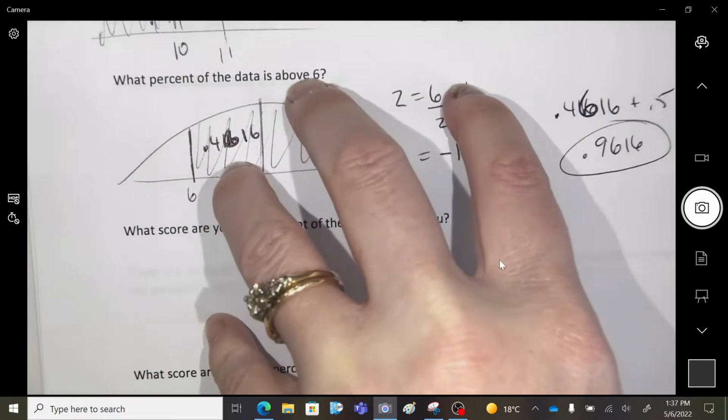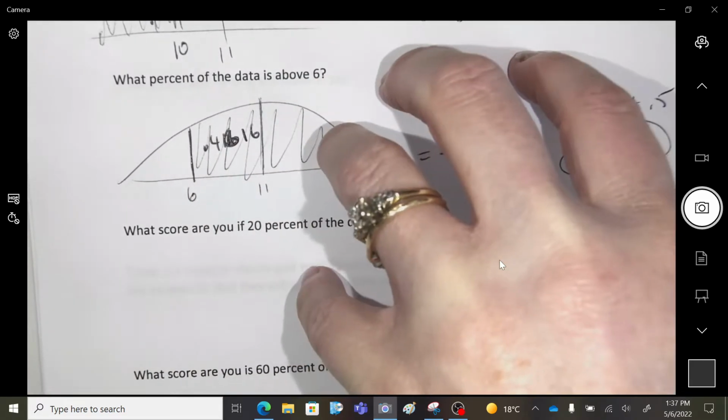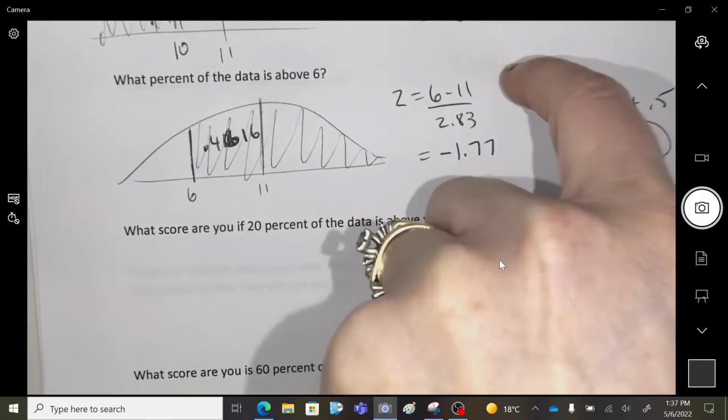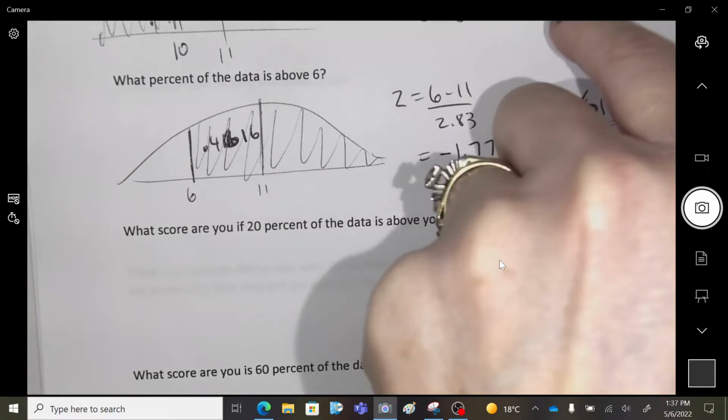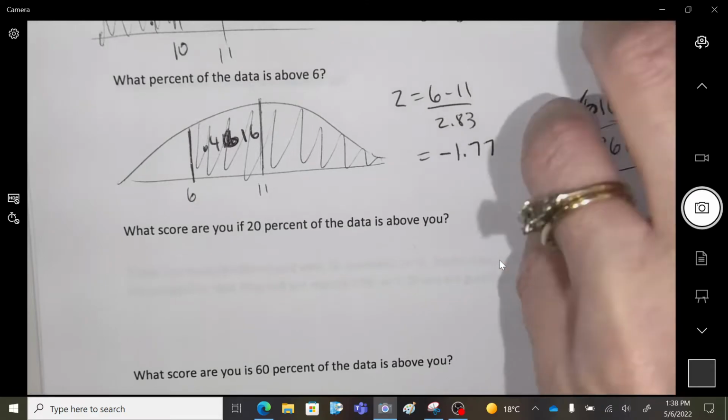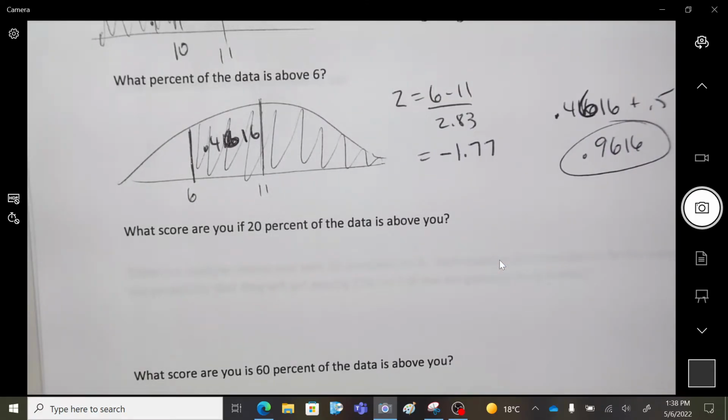So I'm going to give you those questions. I'll give you some where I actually just give you the Z. And then I'll give you some where it was like this, and then you got to make the Z. Okay? So this was just the harder example, so you're going to also have some easier ones where I give you the Z.